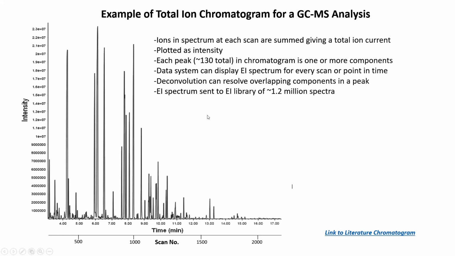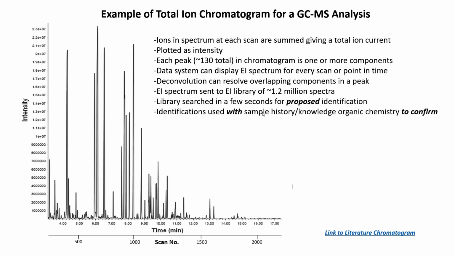But if you had a regular commercial library of maybe the EI of NIST plus Wiley, it would be around 1.2 million spectra. This library is searched in a few seconds for proposed identification, and I must stress proposed. So you get results very quickly. The identification then must be used with sample history or knowledge of organic chemistry to confirm. So you use the initial identification and then you use additional information to decide if it's a reasonable identity.